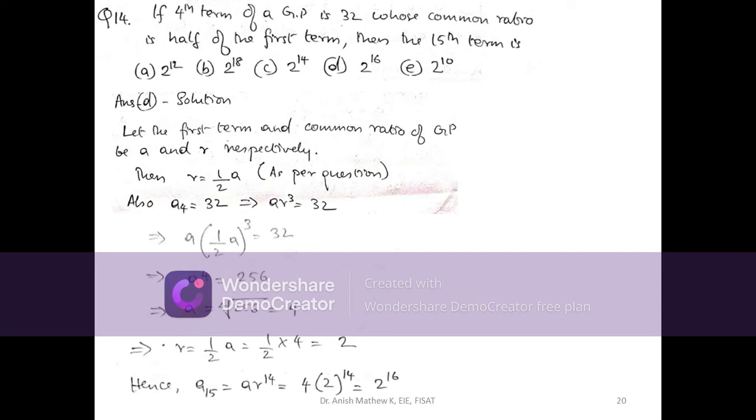If a equals 4, what is r? r equals 1 by 2 of a, that is 1 by 2 into 4, equal to 2. So what is the 15th term? The 15th term is a into r raised to 14, that is 4 into 2 raised to 14. 4 is equal to 2 square, so 2 square into 2 raised to 14 is 2 raised to 2 plus 14, that is 2 raised to 16. So that is option D.